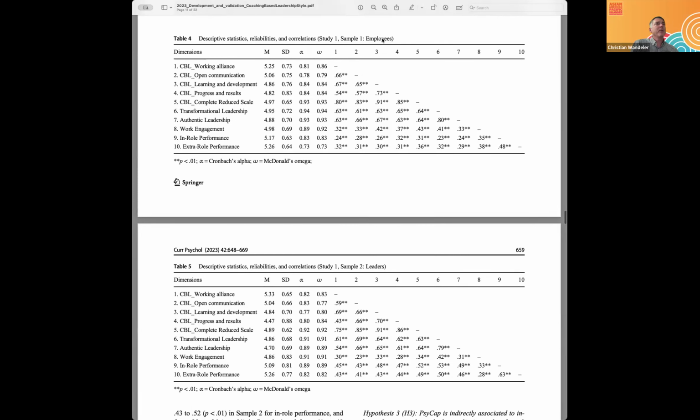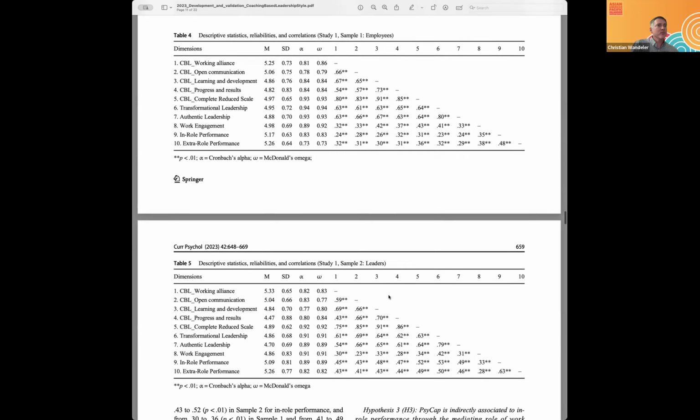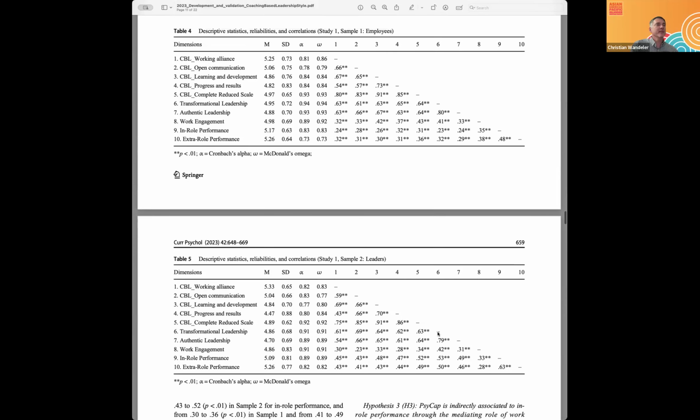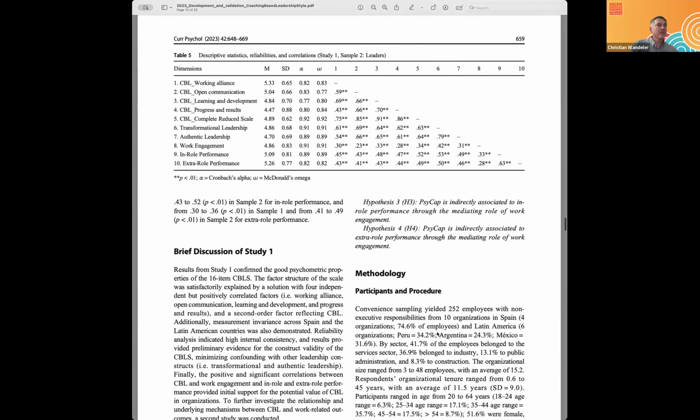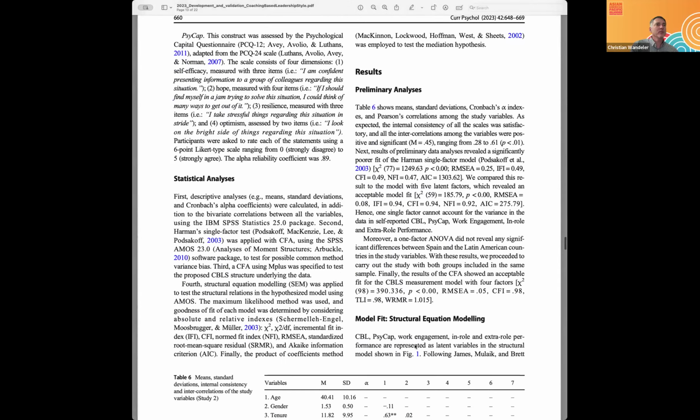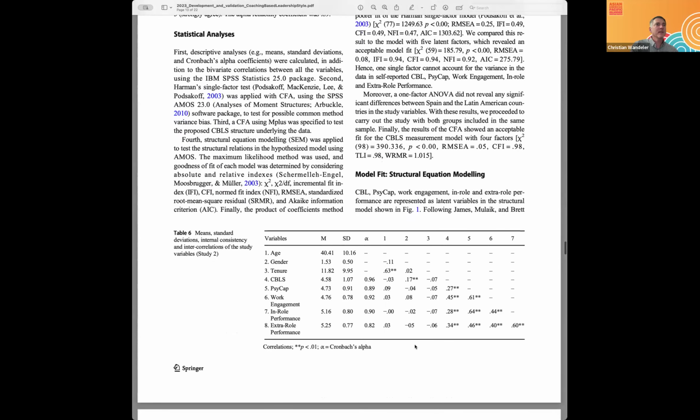So we have a sample with employees and we have a sample with the leaders. Okay, let's see. Oh, interesting. Authentic leadership and transformational leadership also correlate very high in the leader sample. All right, great. And then I might not even dive more into this, at this point, just because I'm skimming it. Then I'll go, all right, how do they do their analyses?